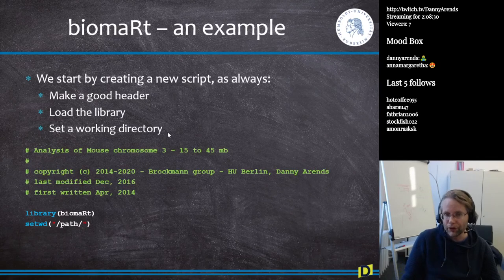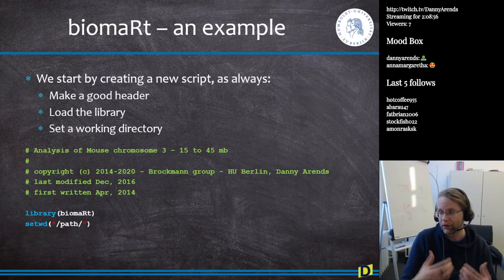So how do we do this? Well, we start by creating a new script, and as always, when we create a new script, we make a new header. So we write down, this is the analysis of mouse chromosome 3. I give a copyright statement, so I mention that I made it and that I'm working for the HAU Berlin and that this is the group that I'm working for. When was it first written? When was it last modified?